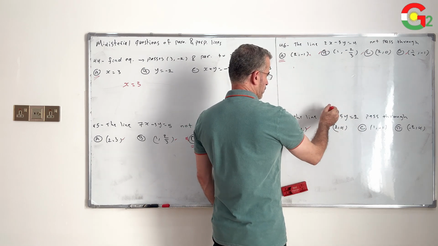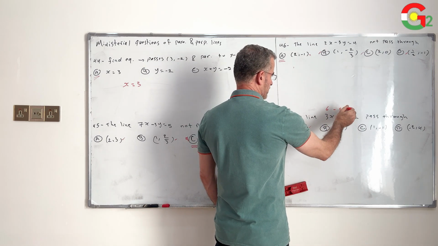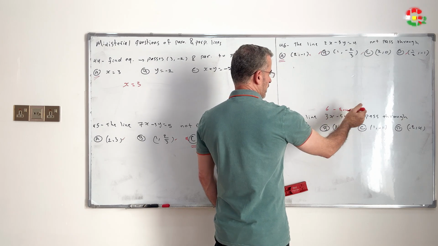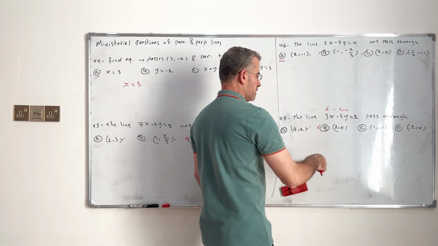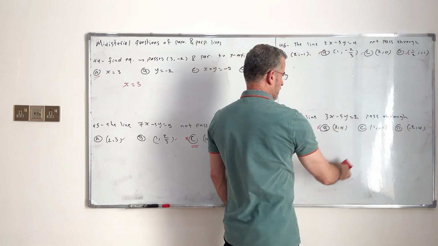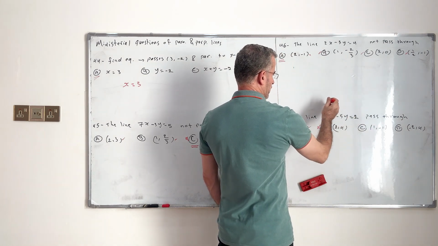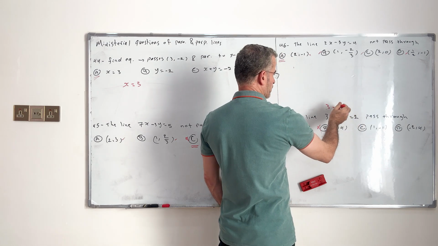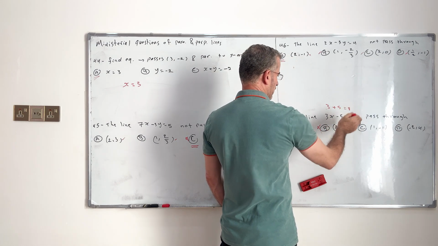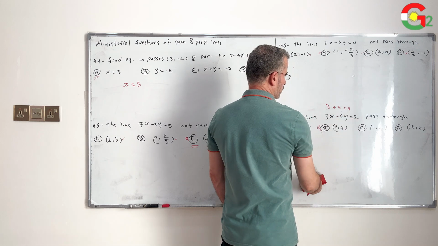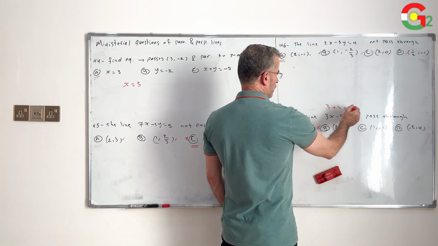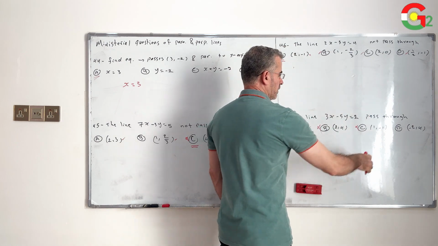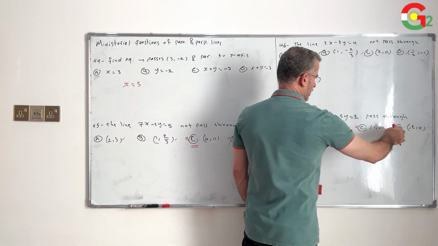3 times 2, 6 minus 5 times 4, 6 minus 20, it's minus 14. It's not a pass. Let me check C. 3 times 1, 3 minus 5 times minus 1, it's plus 5. 8 not equal to 2. This point is also wrong.